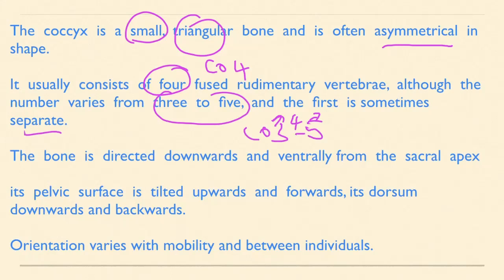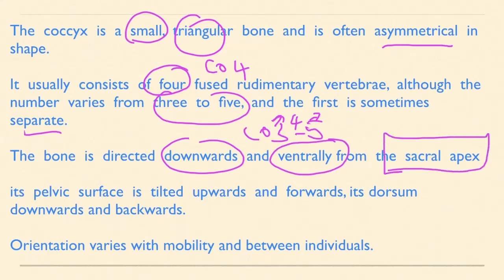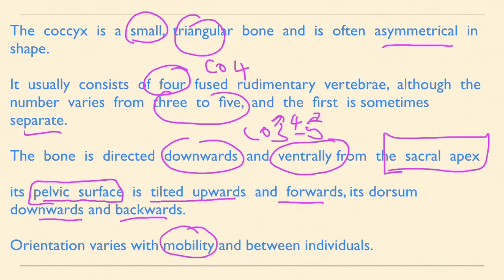The bone is directed downwards and ventrally, that means anteriorly, from the sacral apex. That means from the apex of the sacrum, it is directed downwards and towards the anterior side. Its pelvic surface, that means ventral surface or anterior surface, is tilted upwards and forwards, its dorsum downwards and backwards. Orientation varies with mobility and between individuals.